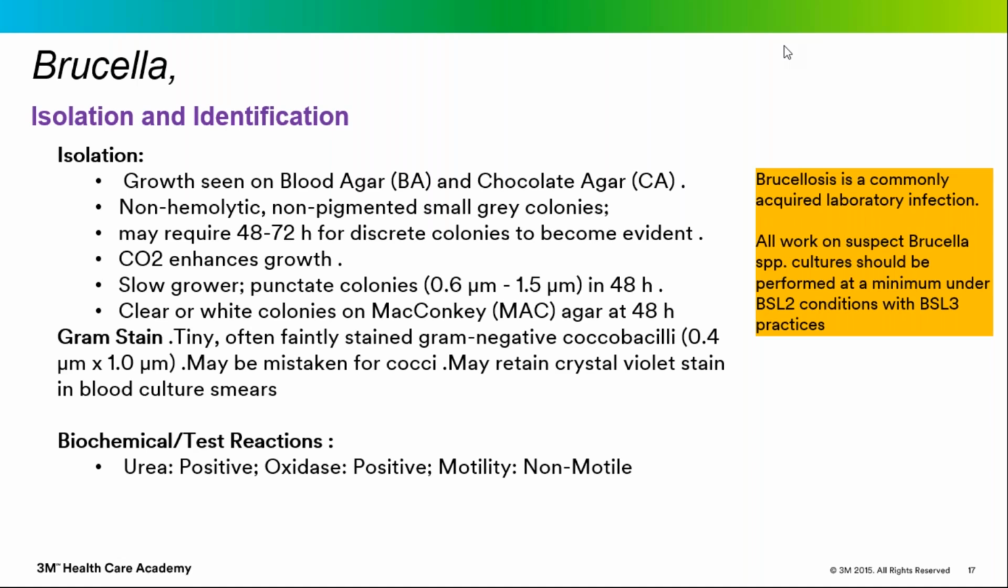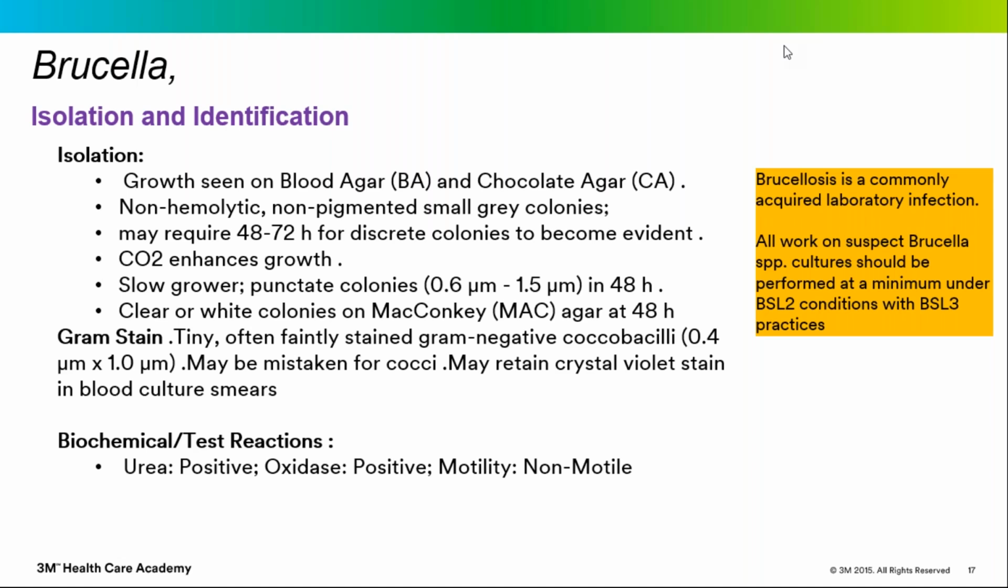When you do a gram staining, they are tiny, often faintly stained, gram-negative coccobacilli, but more often they will be mistaken as cocci. They may retain crystal violet stain in blood culture smears. In the biochemical test reactions, the urea test is positive, the oxidase test is positive, and they are non-motile.